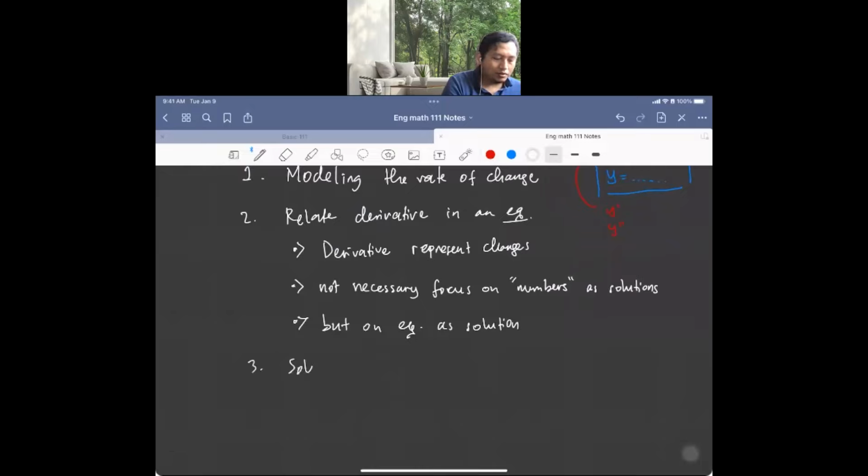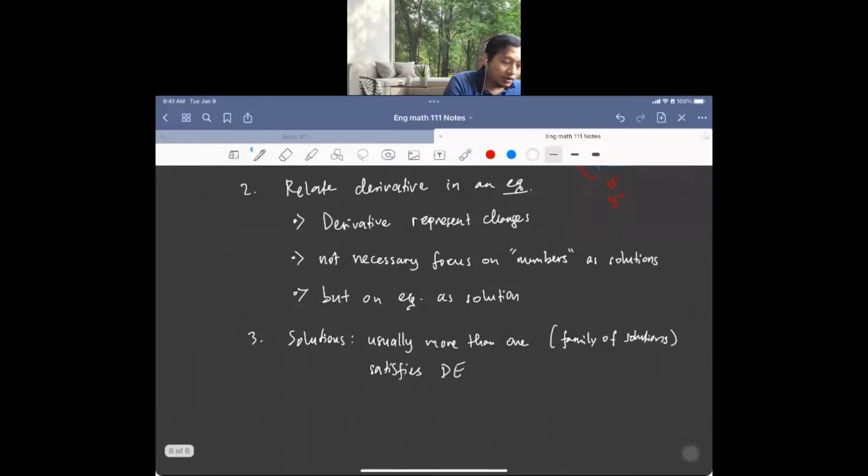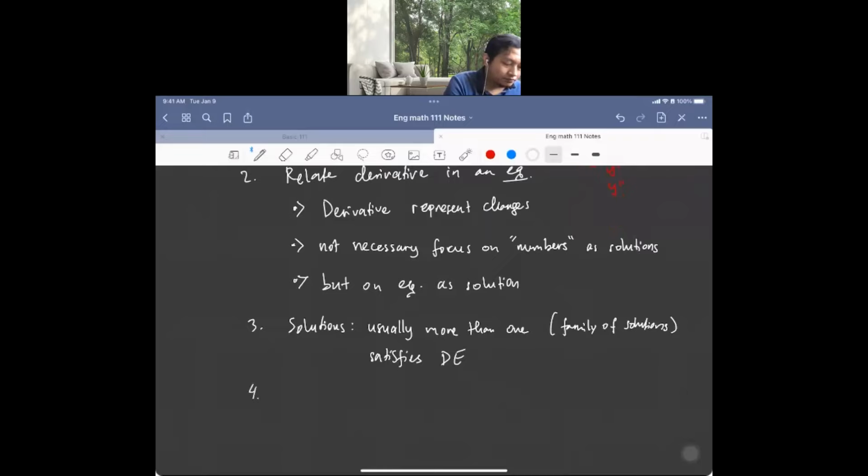And the solution itself usually will be more than one. Or we say we will have a family of solutions that satisfies the differential equation.